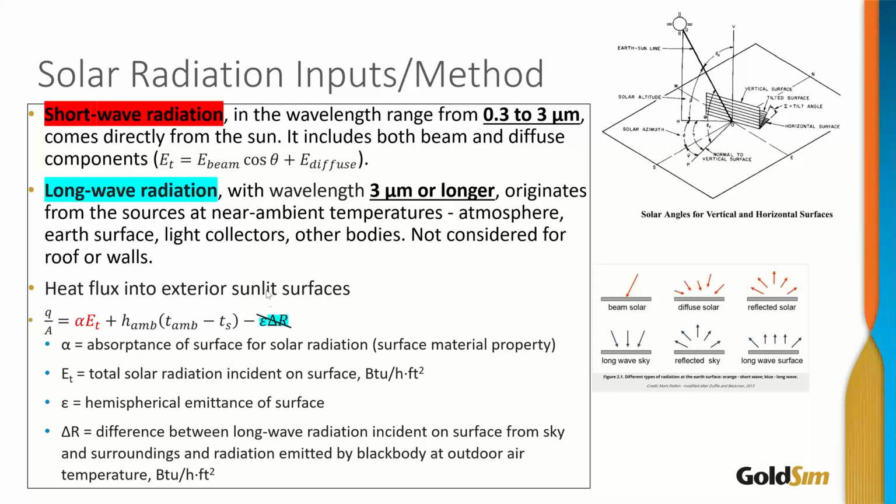There are some estimations that you can use, for example, this is 0 for vertical walls, but it's hard to calculate, and I did not include it in this model. So only shortwave radiation is considered. And that is basically the surface's ability. It's a surface material property, the absorptance of the surface, multiplied by the total solar radiation incident on the surface. And this is composed of both the beam and the diffuse.